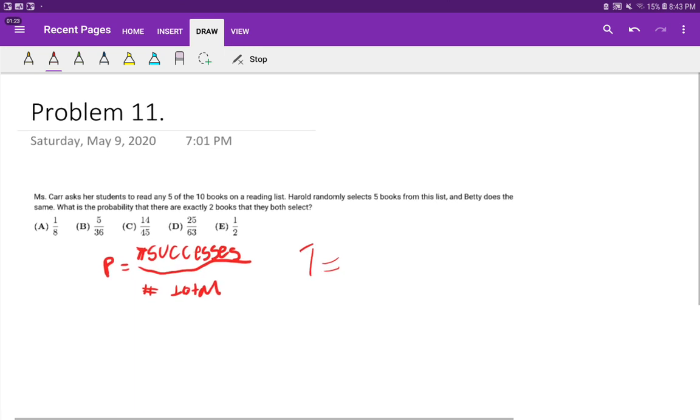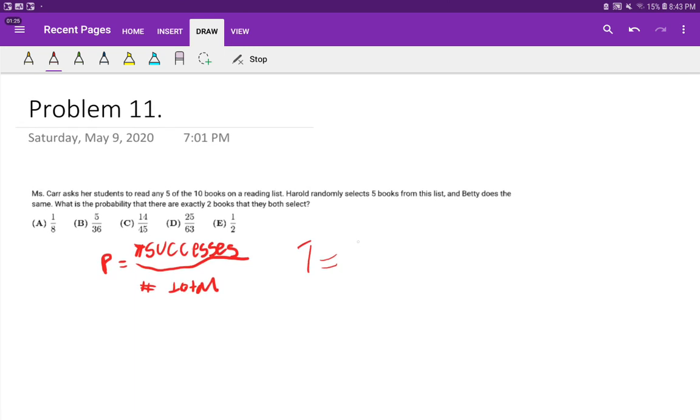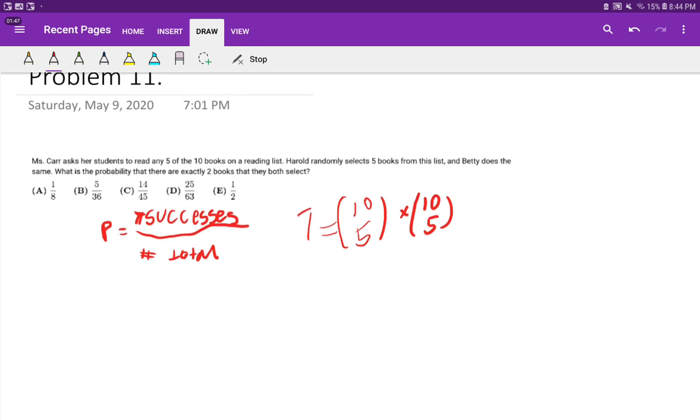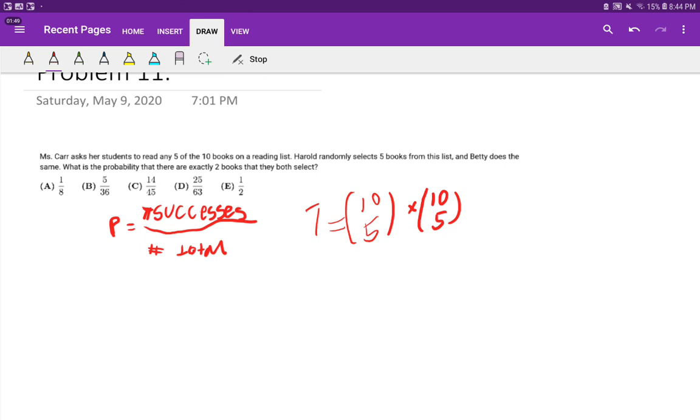So the number of ways Harold can choose 5 out of the 10 is simply 10 choose 5. And then Betty can also choose 10 choose 5 ways, since she also chooses 5 from 10 books. So let's just leave that like that for now. Next, we have to calculate the number of successes.